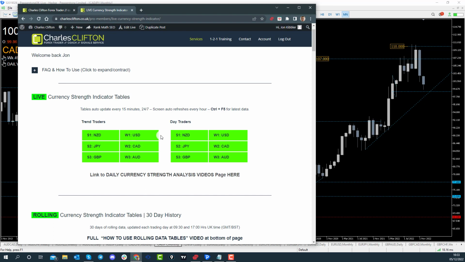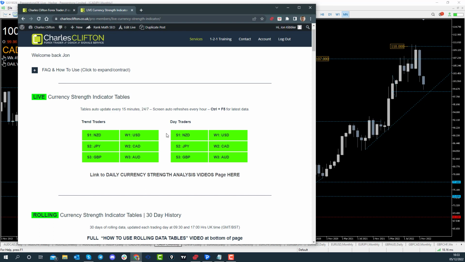You can see here the currencies are all highlighted in green. That means there is a confluence between those currencies, and that's where we'll be focusing a lot of our attention in this video. So for us, it's been a busy morning. We've been looking at all the pairs and seeing where those pairs are in terms of positions. The tables auto update every 15 minutes, 24/7, so if you do have access to the live currency strength indicator tables, do not forget that you can access them at any time wherever you are globally.